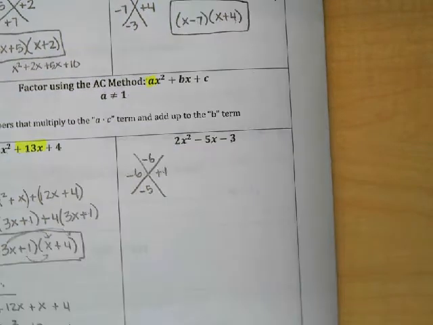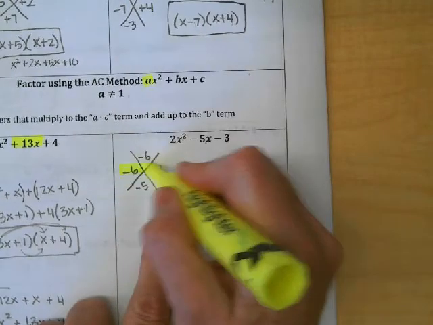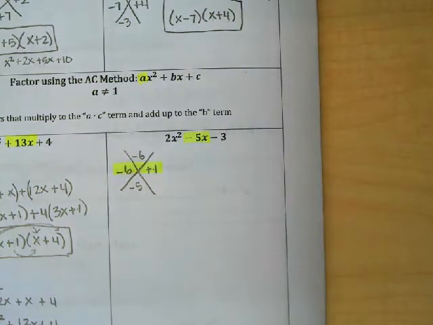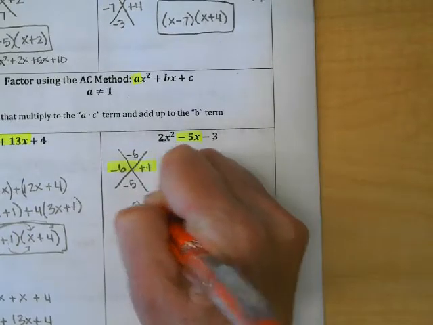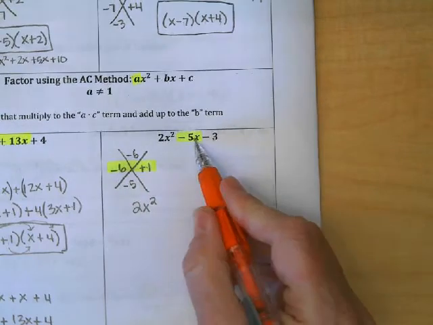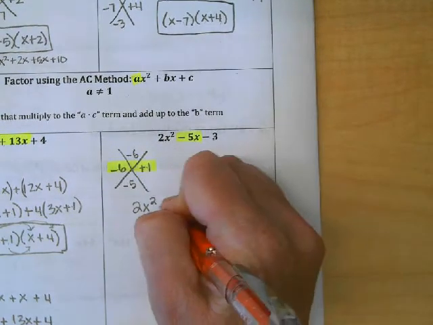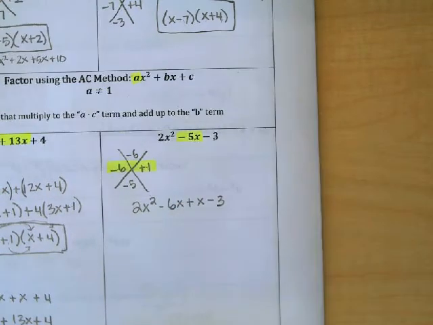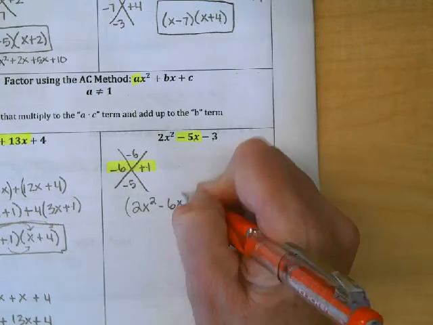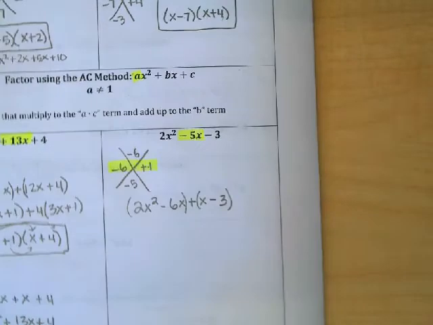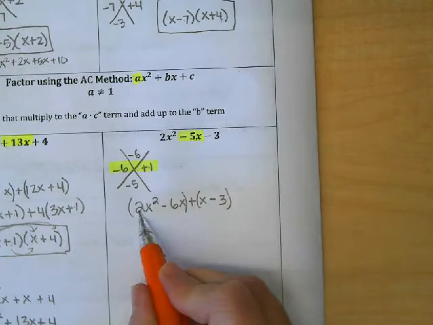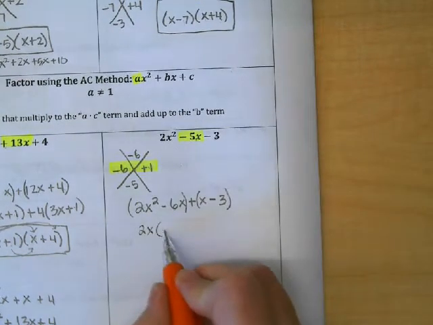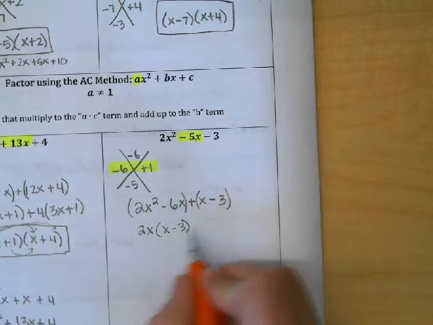Okay, now remember that we take these 2 numbers and we use them to rewrite that term. So I have a 2x squared. So instead of 5x, I'm going to write minus 6x plus x. And then I'm going to bring down that minus 3. Okay, now I've got 4 terms. I'm going to group. Greatest common factor here is a 2x. So I'm left with x minus 3.